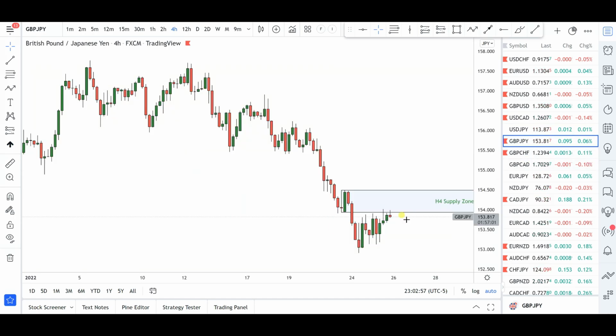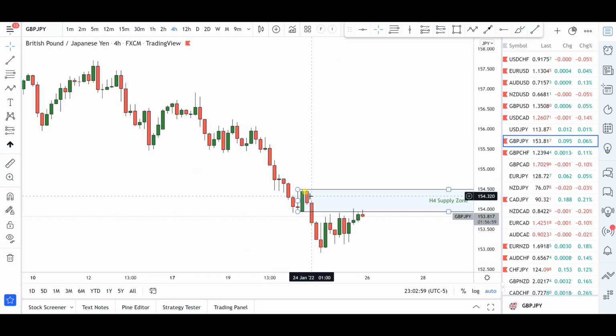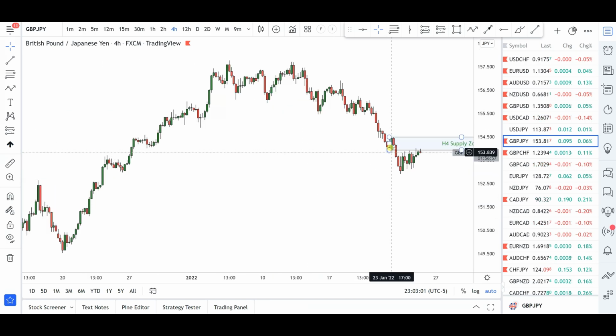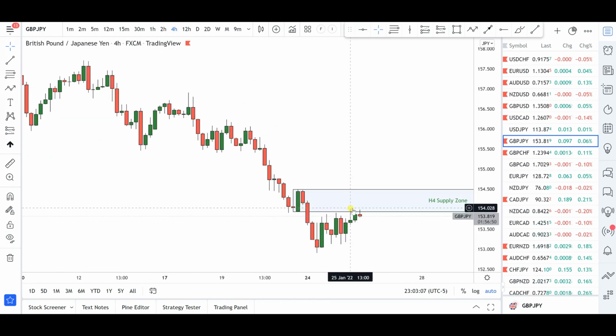Next up, British pounds and Japanese yen. Again, looking very nice. We can see very nice supply zones that are forming on our charts as a result of breaks of level of structure. And right now you can see price is retesting that supply zone. So, well, this one is looking good.